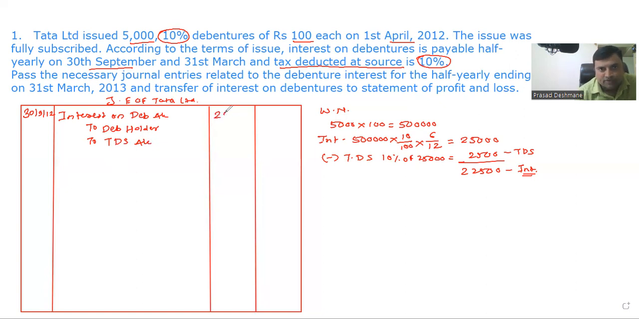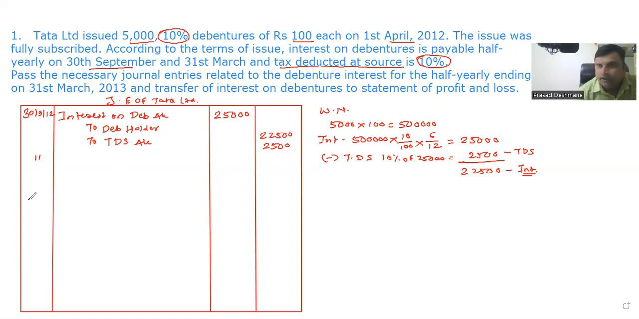How do we show the values? Total interest we are paying, how much? 25,000. Out of that 25,000, how much is the TDS? We just calculated 2,500. And how much are we paying to the debenture holder? 22,500. Okay. So debenture holder and TDS. Is it clear? Interest we are paying is 25,000. Out of that, 2,500 for tax and 22,500 for the debenture holder. 30th September. This is the interest due entry.